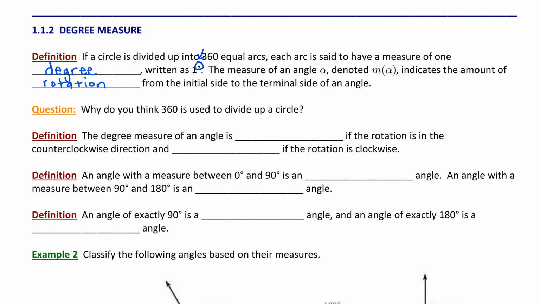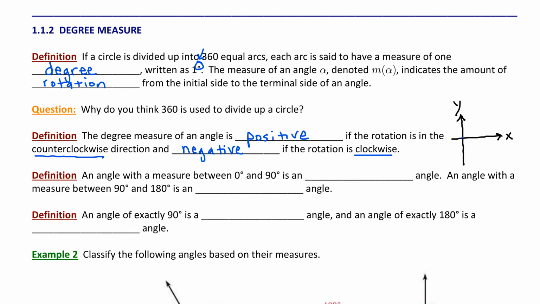Definition: the degree measure of an angle is positive if the rotation is in the counterclockwise direction, and negative if the rotation is clockwise. Now, that's going to be a little bit mind-boggling if you're unfamiliar with trigonometry. Did you catch that detail? The angle is positive if it's measured in the counterclockwise direction.